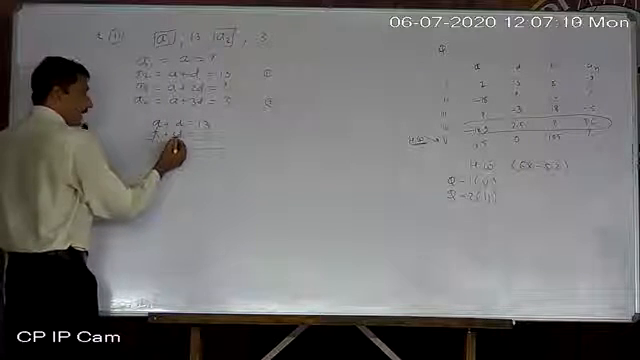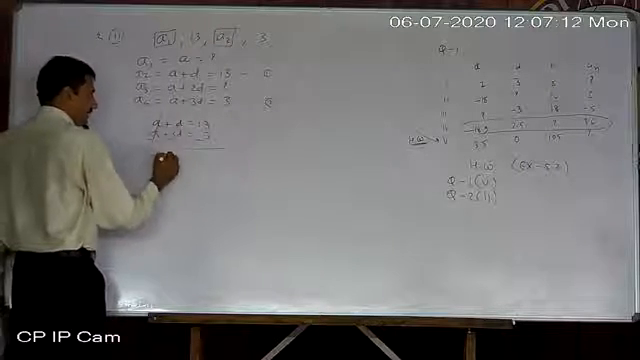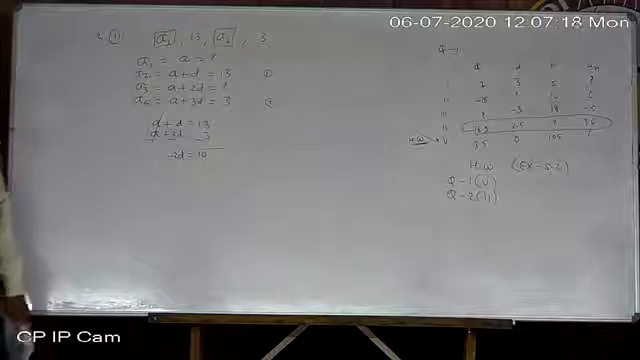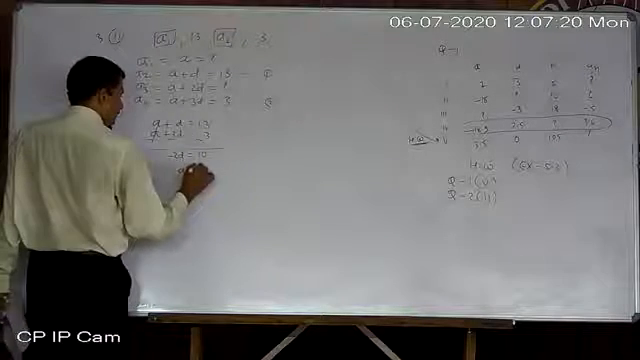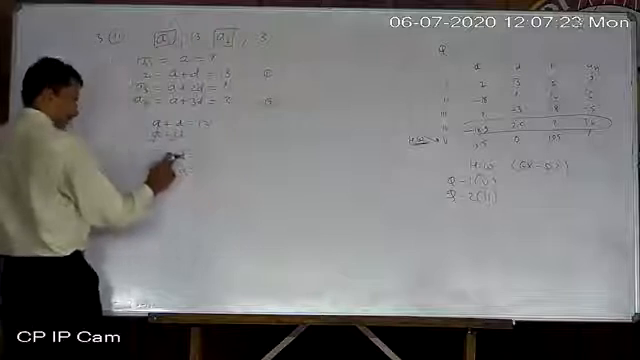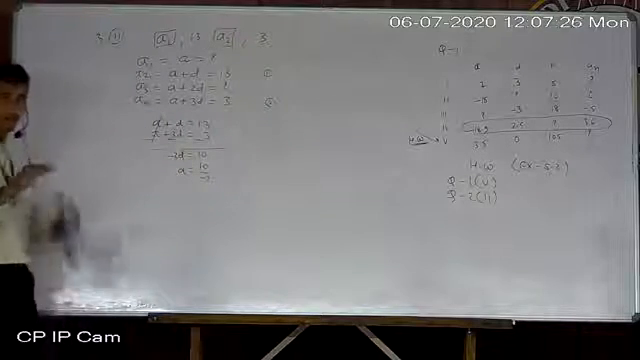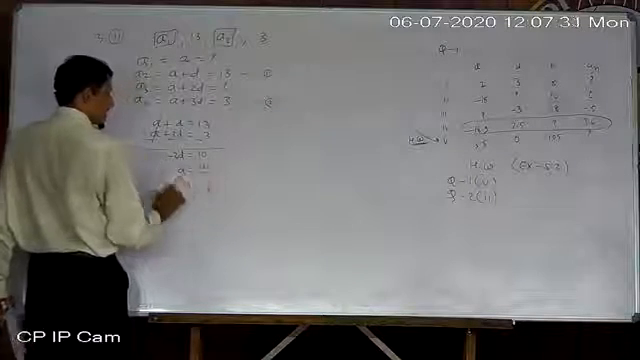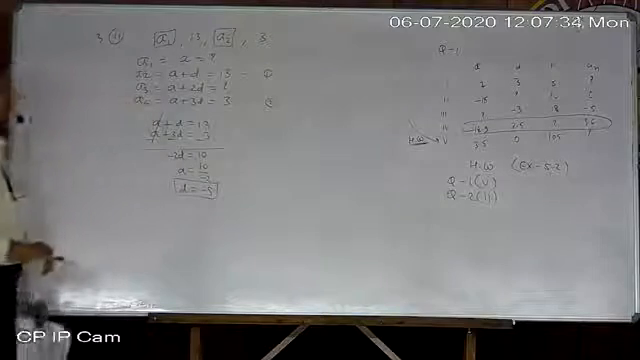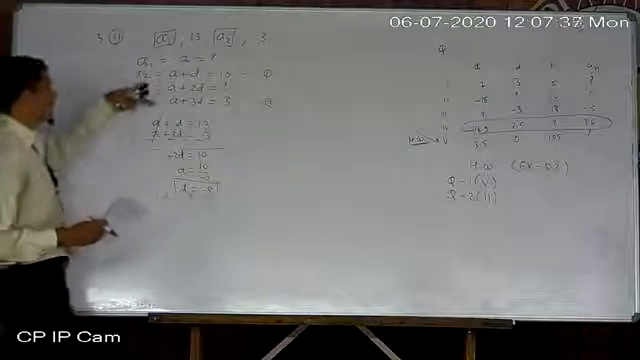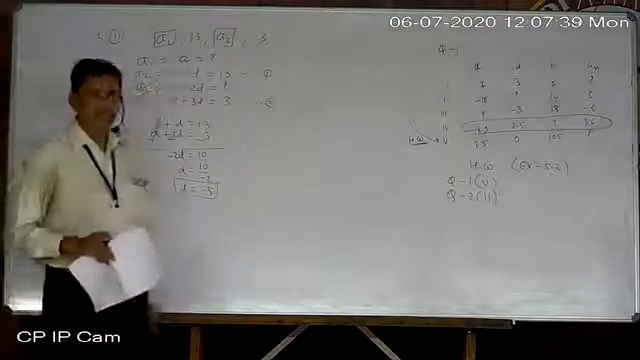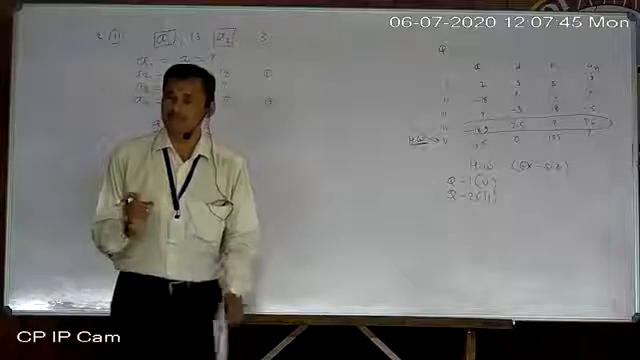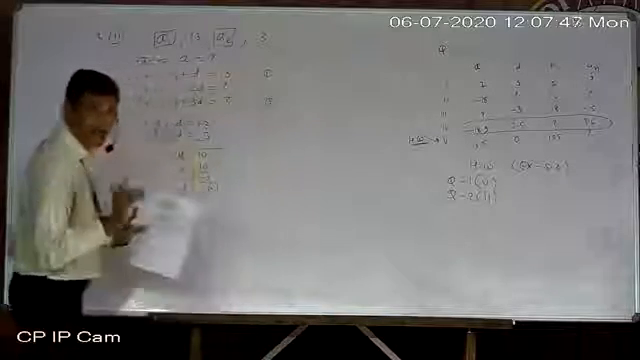Now D minus 3D. Look at the sign. D minus 3D becomes minus 2D. This is 10 only. So D equal to 10 divided by minus 2, which is minus 5. Whenever two equations are there, you solve both equations simultaneously and you can get the answer by solving them with the elimination method.